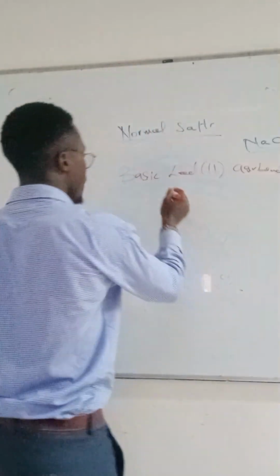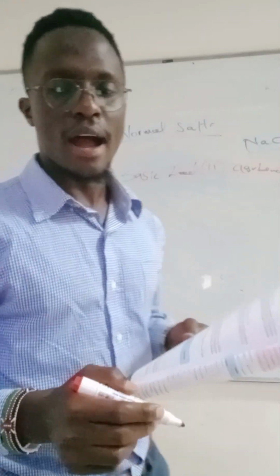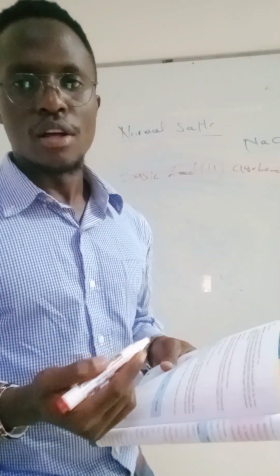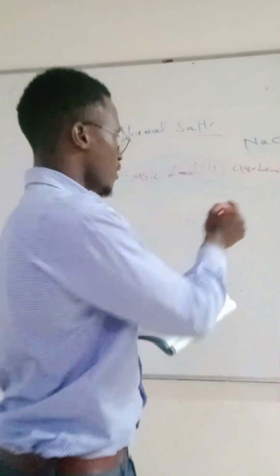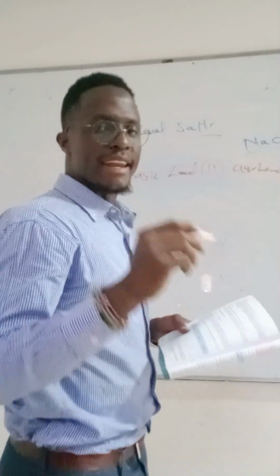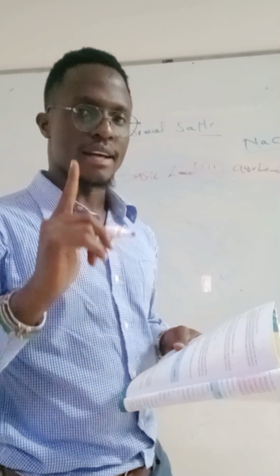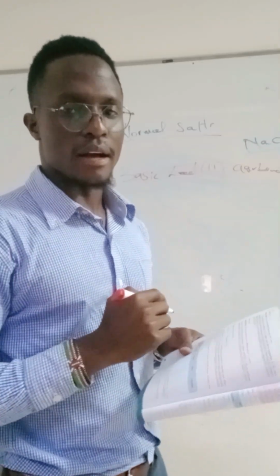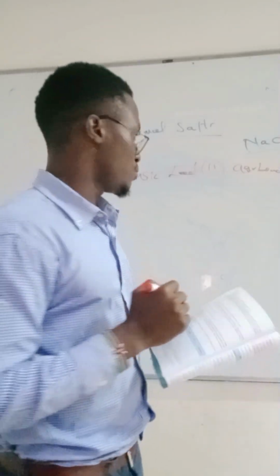So here we have basic lead 2 carbonate. We have a radical in this structure, which is the carbonate. How do you define a radical? A radical is basically a group of atoms with a net charge that exist and react as a unit. If you don't understand what a radical is, you'll not be able to write the chemical formula of this basic lead 2 carbonate.